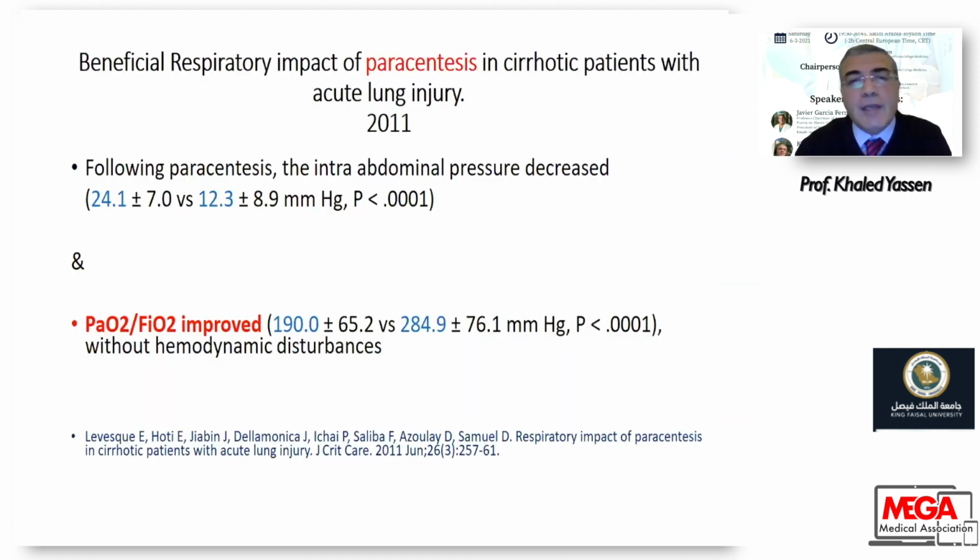Beneficial respiratory effects of paracentesis itself in cirrhotic patients were evident in a study in 2011. With paracentesis, we were able to remove massive amounts of ascites, and this is our daily practice in caring for hepatic patients. For example, when intra-abdominal pressure was reduced from 24 to 12 millimeters of mercury, it led to significant improvement in oxygenation and the PaO2/FiO2 ratio, as you see in this study published in 2011.